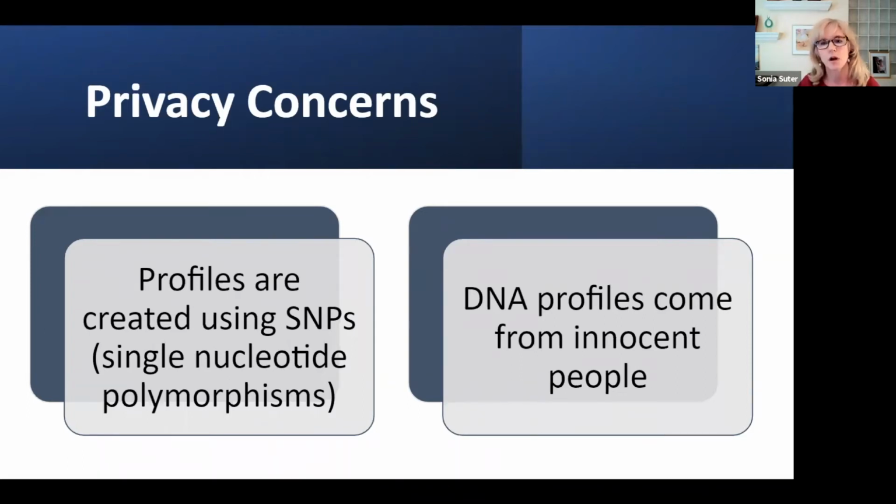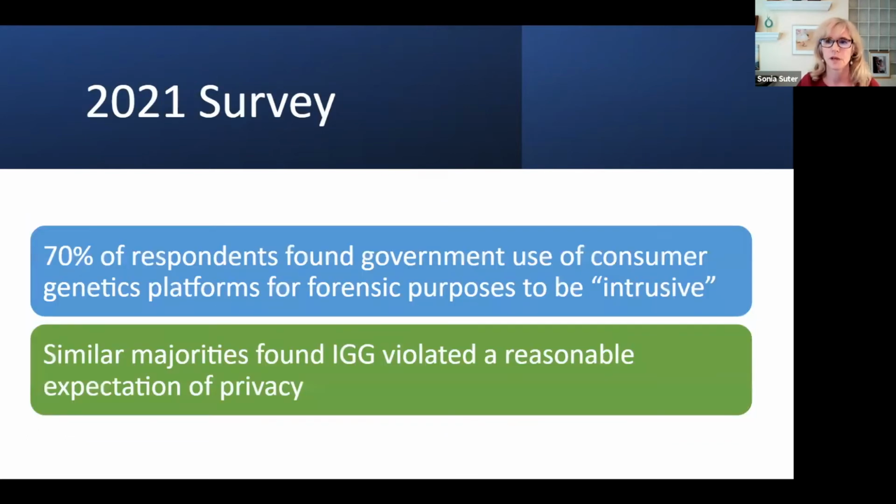The privacy risks are heightened because the DNA profiles come from innocent people who want to take advantage of consumer genetics. They probably weren't contemplating the use of their DNA to identify criminal suspects in their family, or even to have their genetic profiles in the hands of law enforcement. Next slide, please. So to Andrea's point about public opinion, a 2021 survey found that 70% of respondents in a USA survey rated government use of consumer genetic platforms for forensics uses to be intrusive, and a similar majority found that the technique violated a reasonable expectation of privacy.